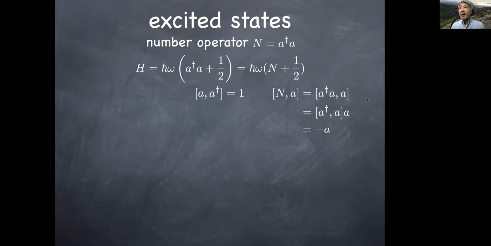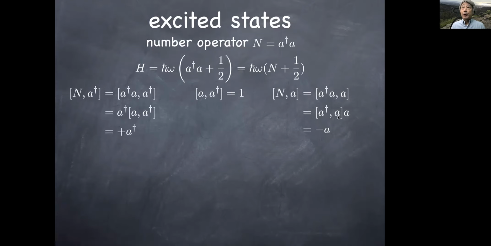I factor this A out of the commutator. And the commutator of A dagger with A is the negative of the commutator of A with A dagger, just a different ordering. So this becomes minus one times A, which is minus A. So that's how I know this N, A commutation relation. In a similar way, I can work out the N, A dagger commutation relation. In this case, what doesn't commute is the A part of N. So I factor this A dagger out. The commutator is one, so this is one times A dagger. So I get plus A dagger.